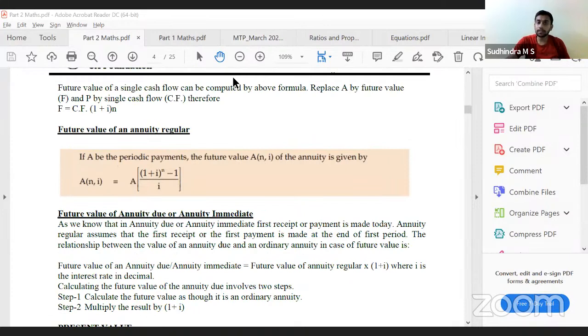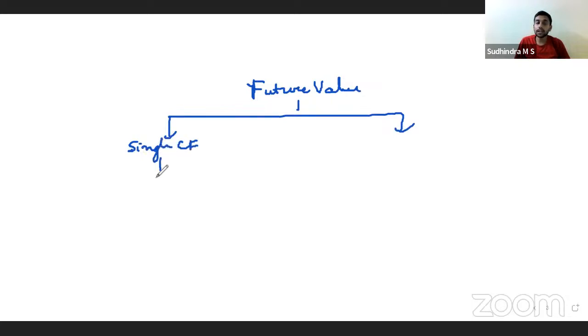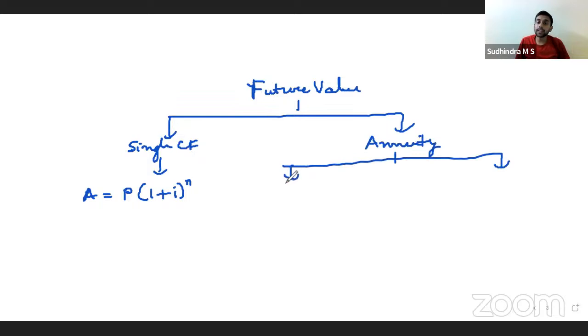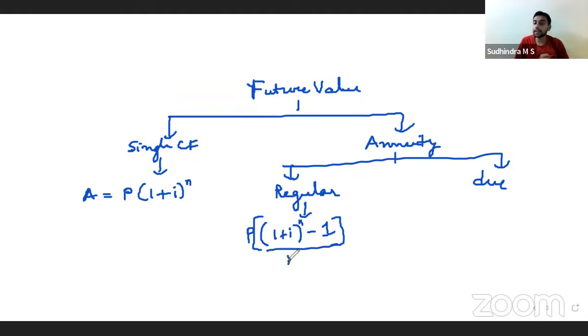I'll again summarize the future value discussion. Future value of investments depends on whether you are getting a single cash flow or you are receiving it in annuity. If it is a single cash flow, normal compound interest formula, A is equal to P into 1 plus I to the power of n. If it is an annuity, then divide it into whether it is annuity regular or annuity due. If it is annuity regular, P into 1 plus I to the power of n minus 1 whole divided by I.